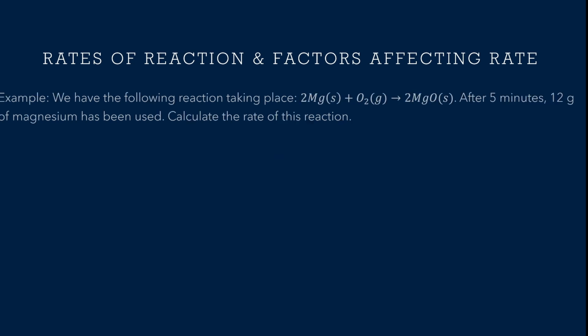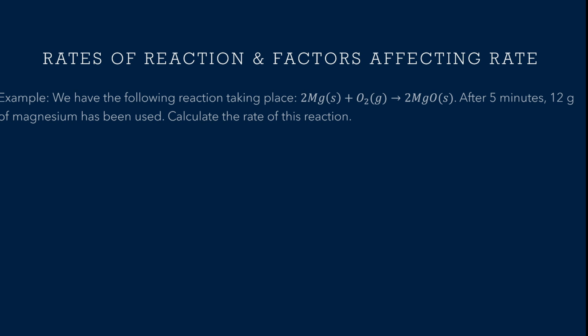Now let's take a look at an example. We have the following reaction taking place. After 5 minutes, 12 grams of magnesium has been used. Calculate the rate of this reaction. For this particular example, we're going to have to use a reactant to measure the rate of this reaction, because that is the substance that I've been given a little bit of information about.